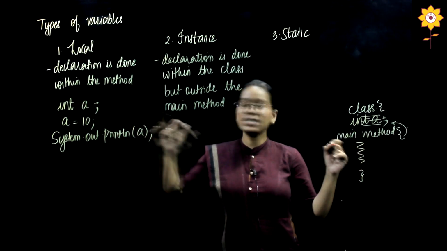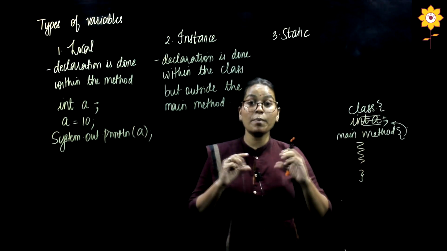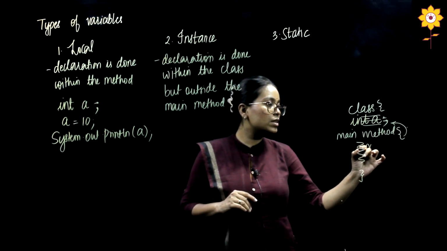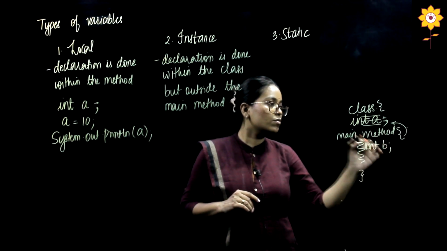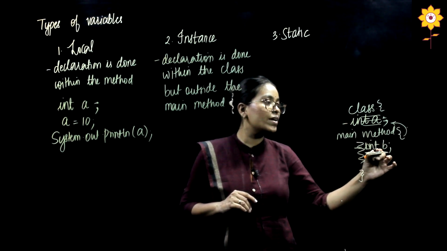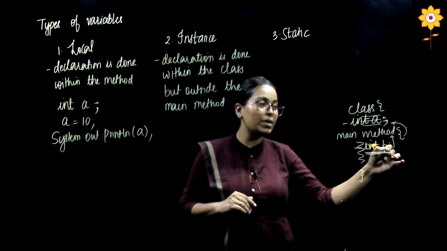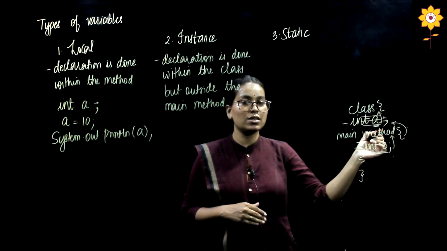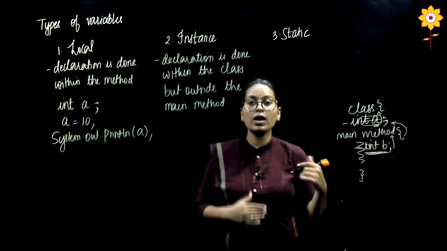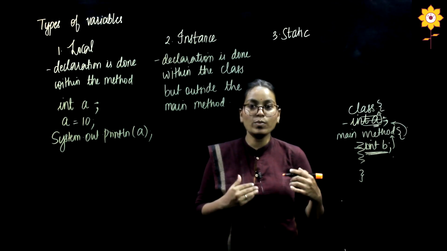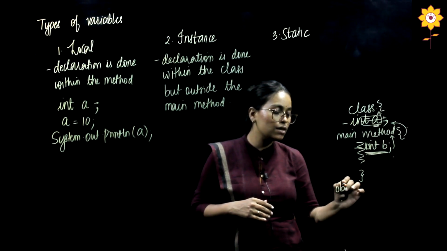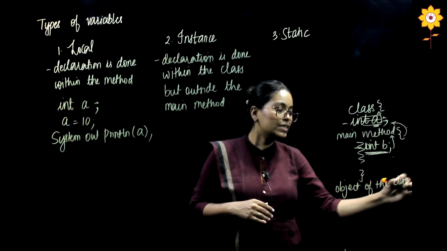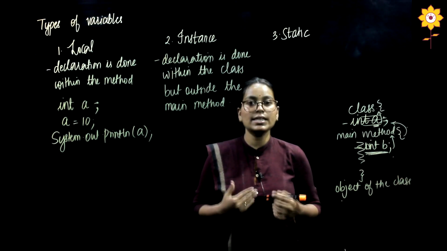Now, we have declared this int a, it just looks same, there is no difference, but the placement where they are declared is different. Now, when I declare it inside the main method, when I write int b over here, both look same, but this is a local variable because it is declared here inside the main method. This variable a is declared inside the class outside the main method. So, it is an instance variable. So, we will access it along with the object of the class. Okay. So, we access it with the help of object of the class. I will teach you how to create an object of the class in the next video.